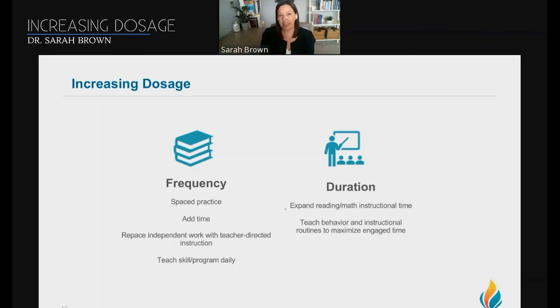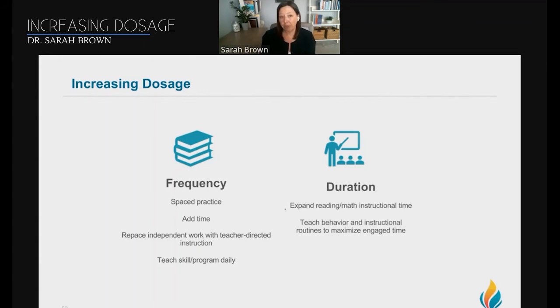So for frequency, obviously adding time to what we're already doing in tier 1 can be powerful, right? And so if we see in the fall of first grade that we have a lot of students who are struggling with their decoding skills and phonics skills, we can add more phonics time in specifically, right? Add more practice in those skills. We can add more time, but that's also sometimes challenging.